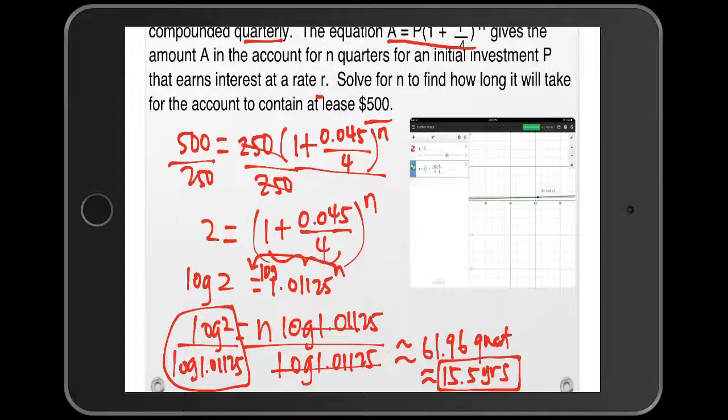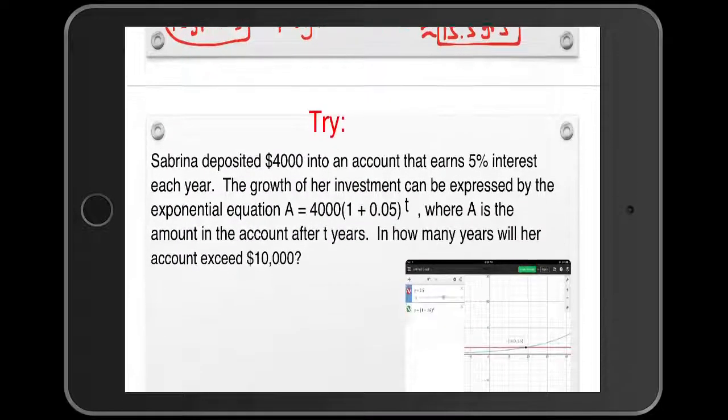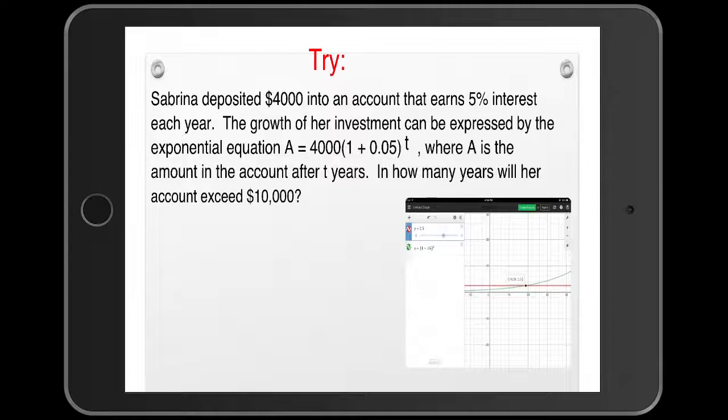Notice that another way to solve this is actually to enter the equation right here and set the left side to y1 and the right side to y2 into the graphing calculator, and you can find out where they meet, which also gives us the same answer that matches the answer that we got from algebra. So it's 61.96 quarters or 15.5 years, and that is the answer. And you can go ahead and try this next problem before you look at the solution.